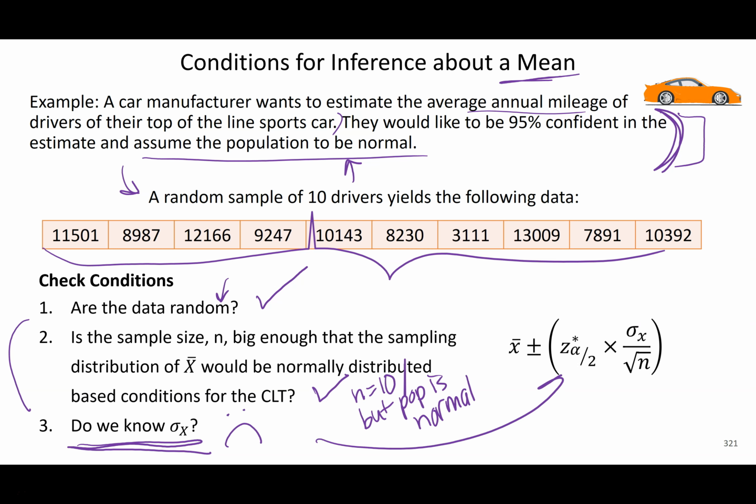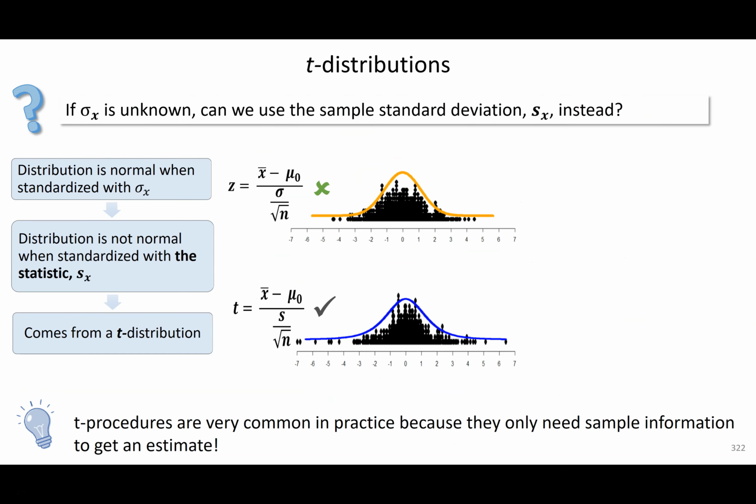So before, we would have used this equation here that had sigma in it. So x bar plus or minus our z star times sigma over root n. But if you don't know sigma, you can't use it. So we can no longer use Z methods for this case. So we're going to start talking about T distributions.